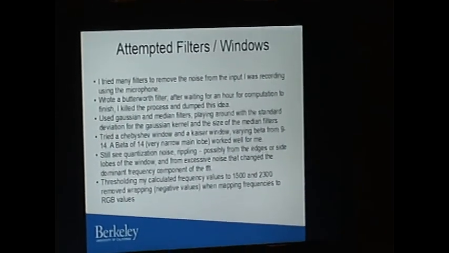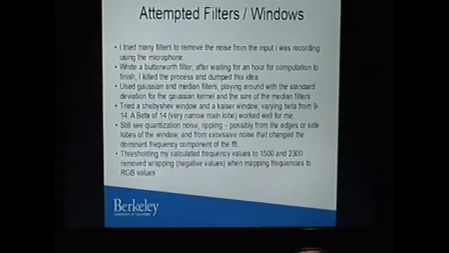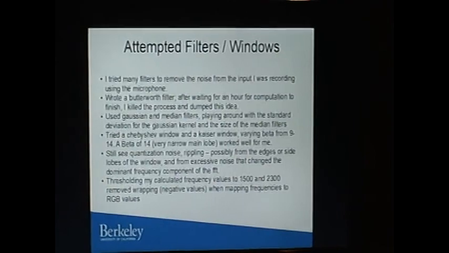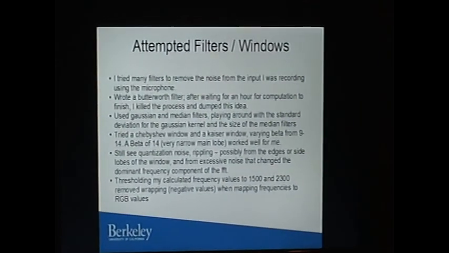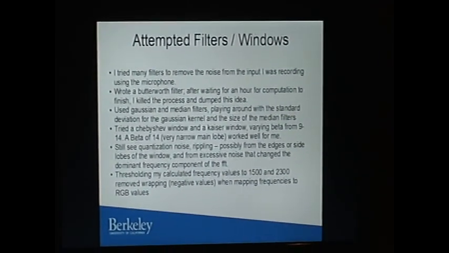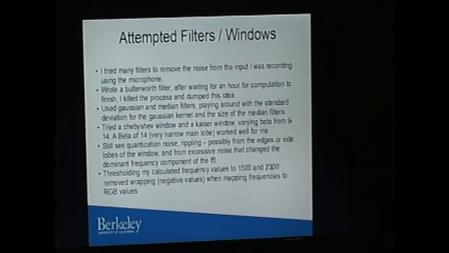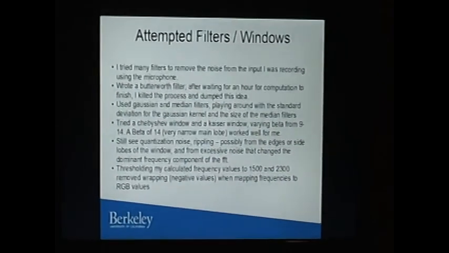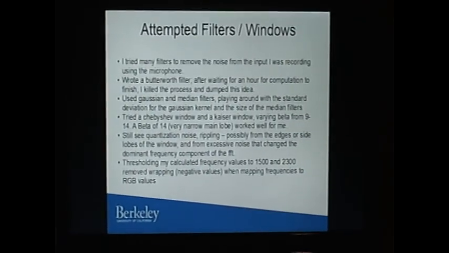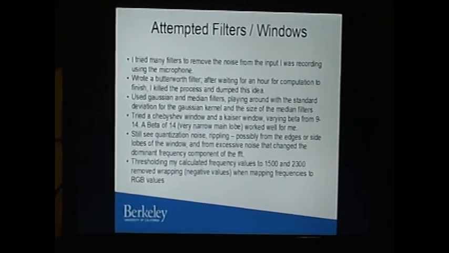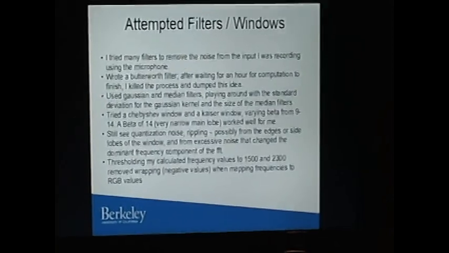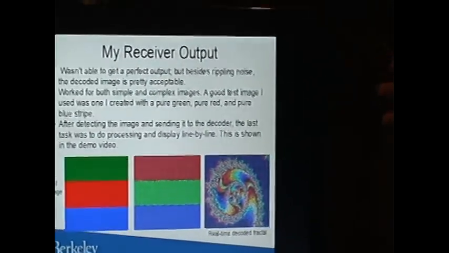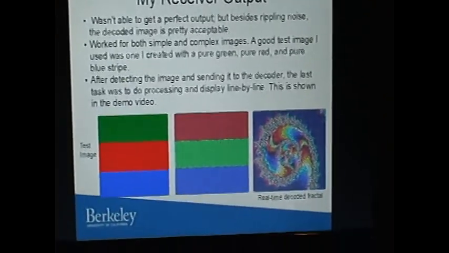I also found one other improvement which really helped, and that was thresholding my frequency values to 1500 and 2300, because sometimes the noise would take it out of that range, and then it would wrap around because of my mapping function. It would just give me negative values. So I flatlined it at those points, and that really helped. And then I mapped my frequencies back to the RGB values. And this is what you can see. This is the kind of output that I'm receiving.